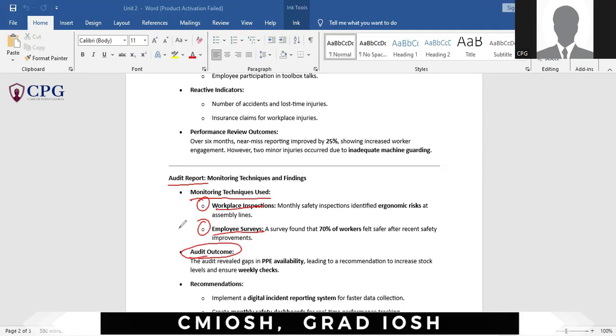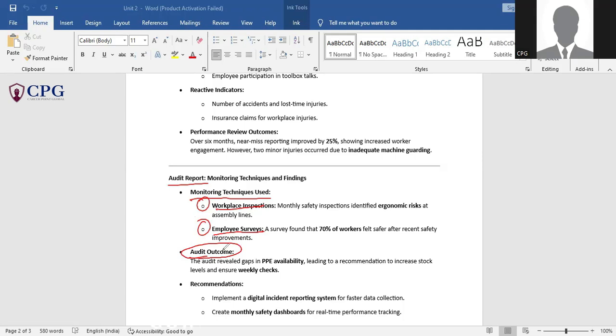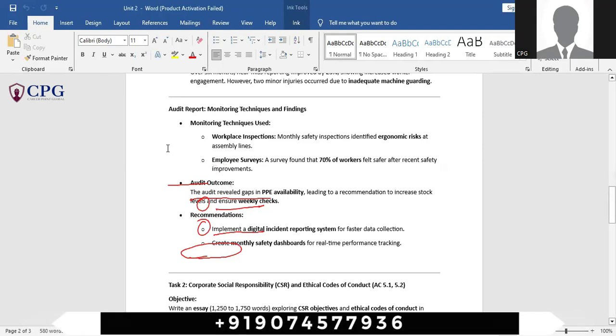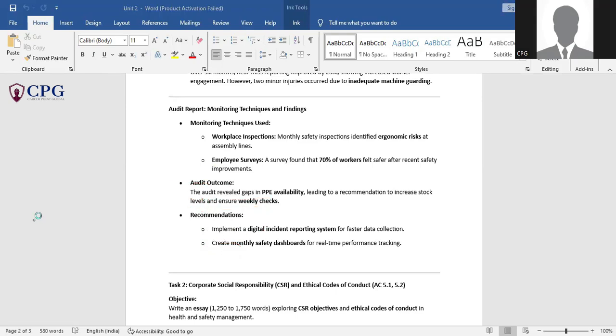What is it? What is the analysis? What is the report that you have to say? Then ultimately you have to tell the recommendation that this many increase in accidents has happened. These are the findings. In that way you have to say. So this you will be writing for your company, the company which you are choosing.